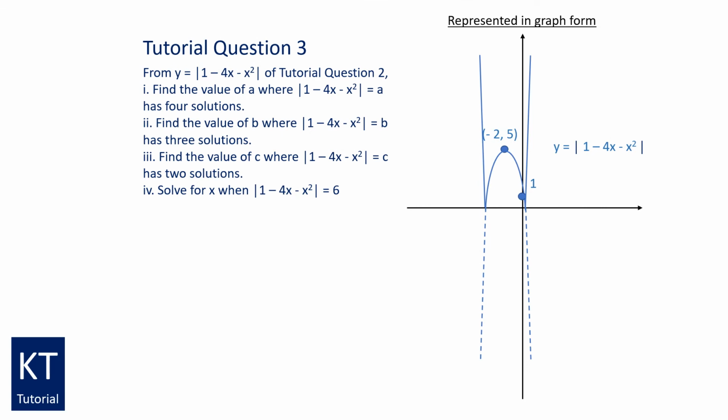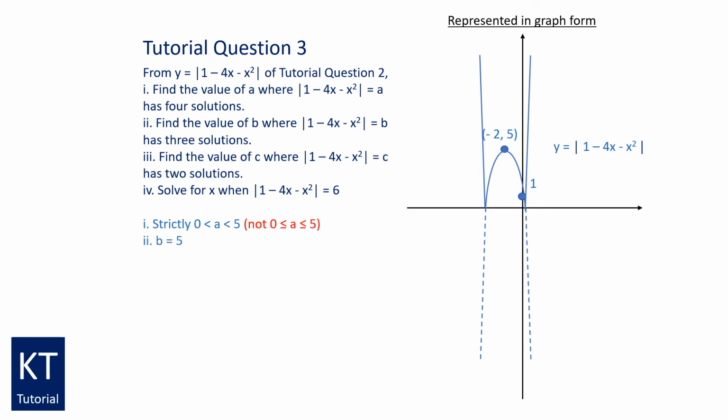For tutorial question 3, I wish to take the modulus function of tutorial question 2, then find the values of a, b, and c before moving to solve for x when the modulus function is equal to 6. To obtain the value of a, one needs to scan where we could position a horizontal line that would cut the blue graph at 4 different points. This would strictly be for when the y values are between 0 and 5. Therefore, a is strictly between 0 and 5.